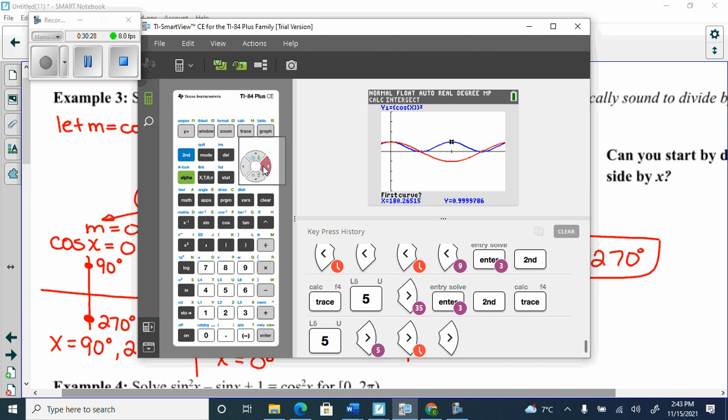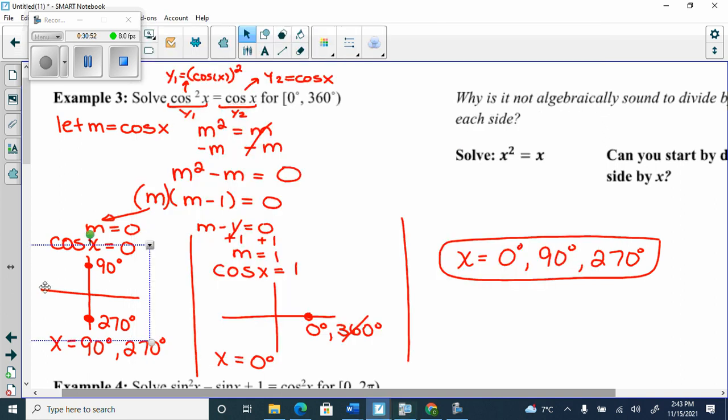Enter, enter, enter. 270. Aha! And if I move the 360 over, it's going to give me 360, but I can't include 360 because it's not a square bracket on the restricted domain. And now I feel like I'm $100. I got myself a good question. I got my answers right. I'm happy. Okay? You can use your calculator every single time to check them. All right.